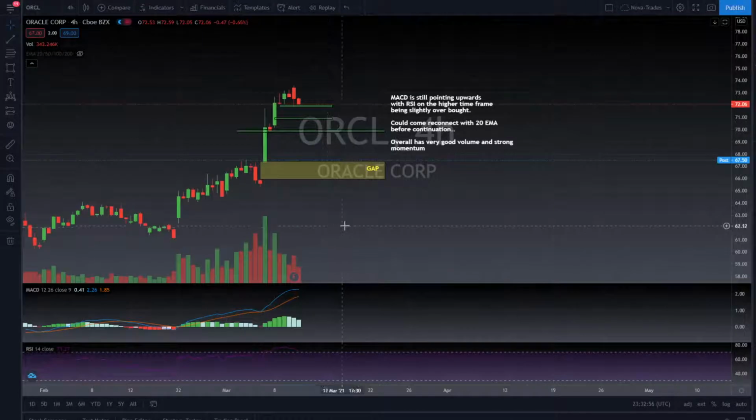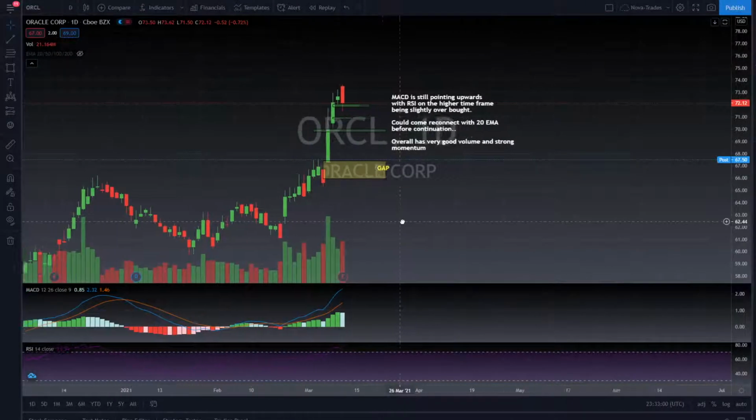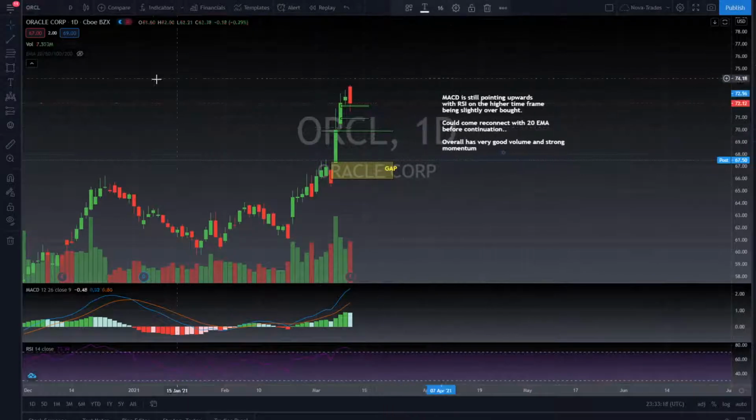So yeah, let's take a look. Switch through all the time frames. It did have a bearish engulfing candle today. Volume's still there though. MACD's still pointing up on the 1 day. We still are a little bit overbought on the 1 day time frame, so we could see it retrace down just a little bit further before it gets another push.